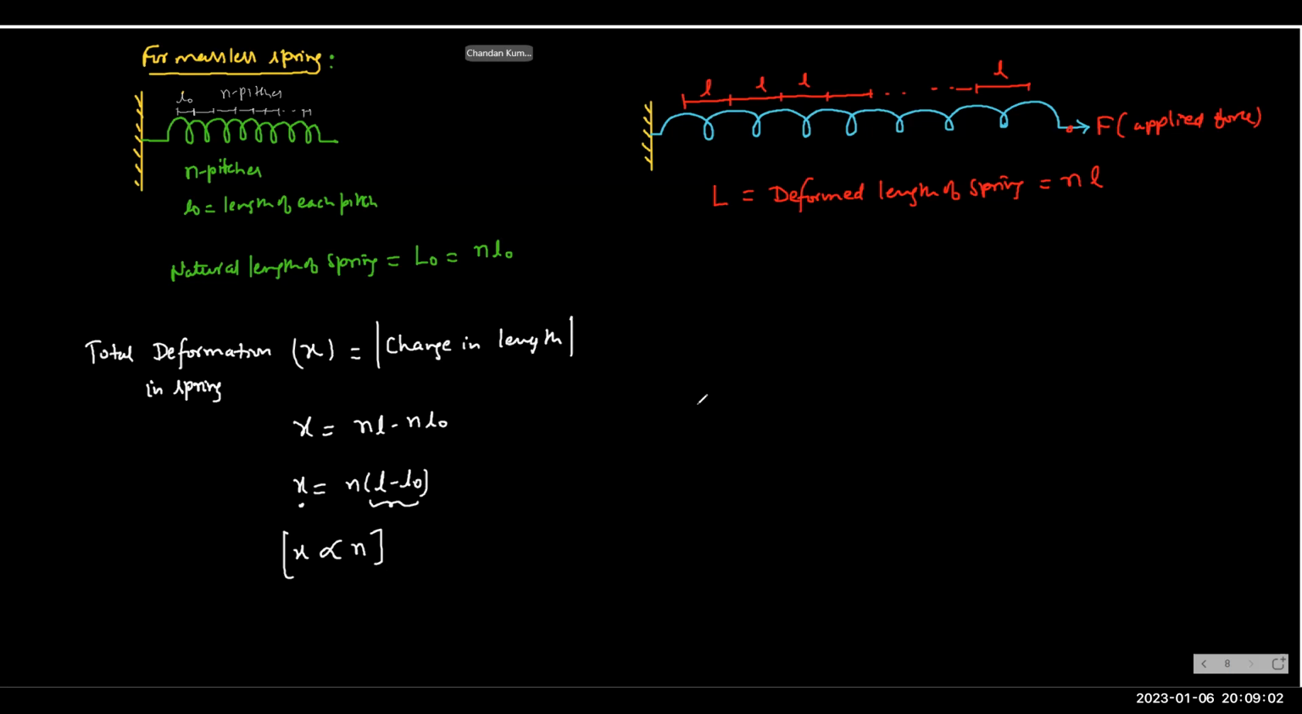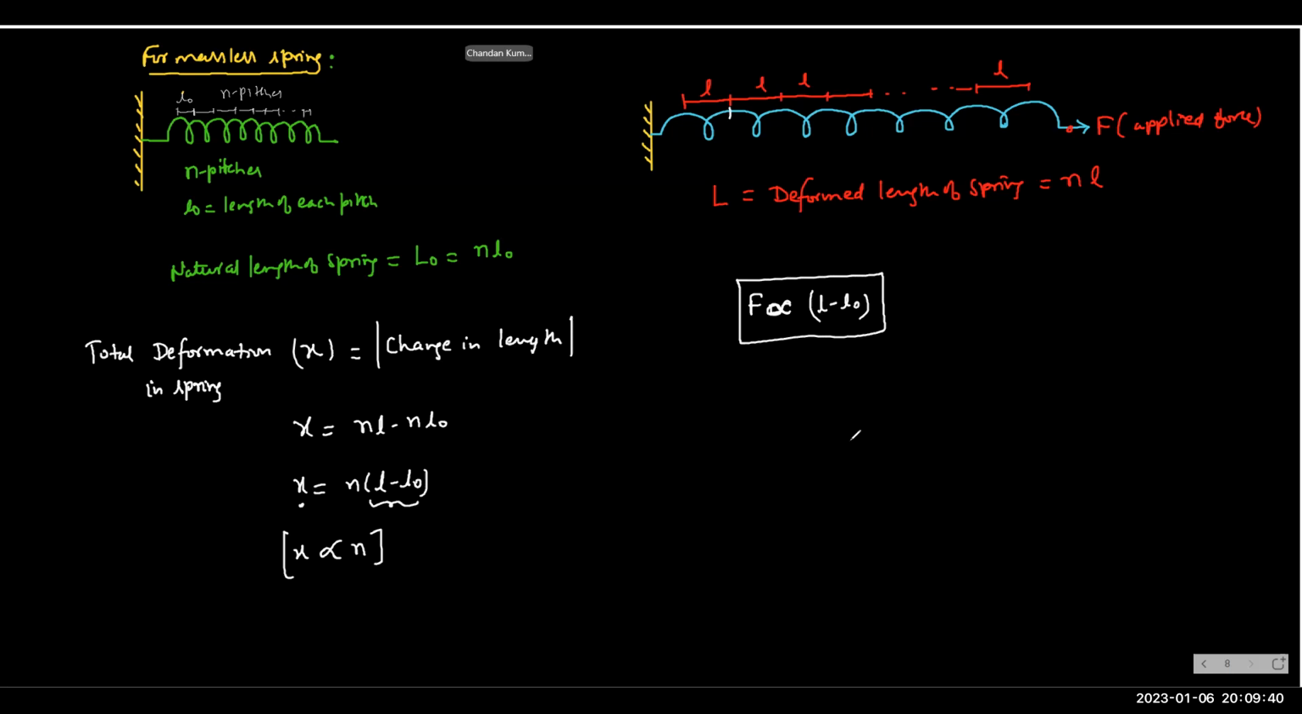So the property of a massless spring is that the force applied at one end will transmit everywhere. Which means no matter where you cut the spring, if you try to understand how much force is developed here, the answer is F only. Actually, F is proportional to L minus L naught.